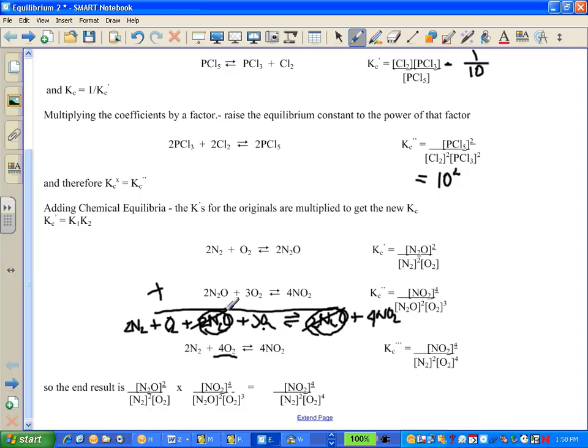And now let's look at the equilibrium constants. Like I said before, if we add two reactions, what we expect to happen is that the equilibrium constants should be a multiplication of the two. So let's see if that works. The first equation, the Kc, is the concentration of N2O squared over N2 squared times O2, while the second equation is NO2 to the 4 over N2O squared times O2 cubed.